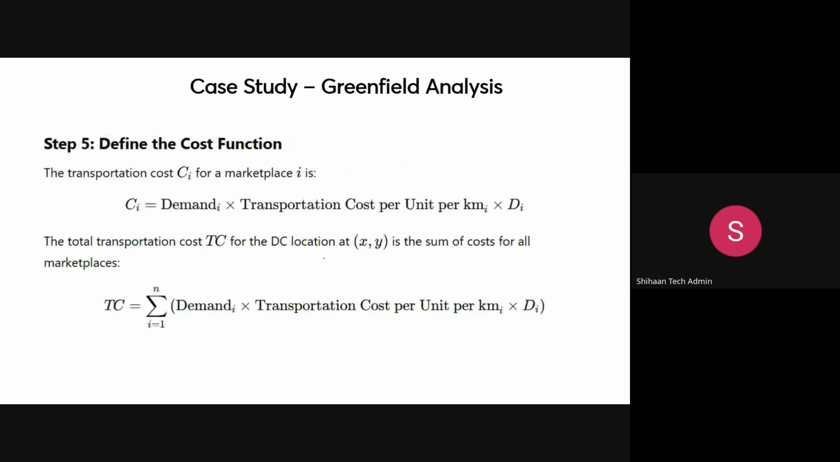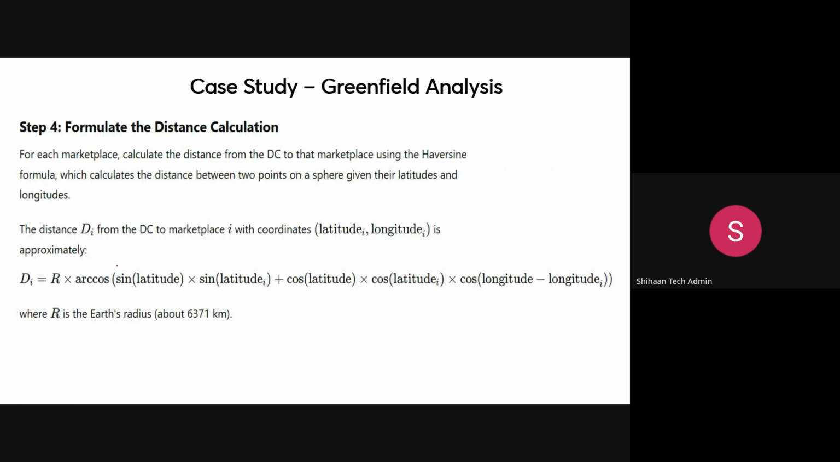Okay, so let's go back to the distance formula. Because the earth is round, our distance formula is basically r into cos inverse of sine of latitude i, cos of latitude i, and cos of longitude i. So this is a basic formula for calculating distance on a spherical object. This is how we calculate our distance.